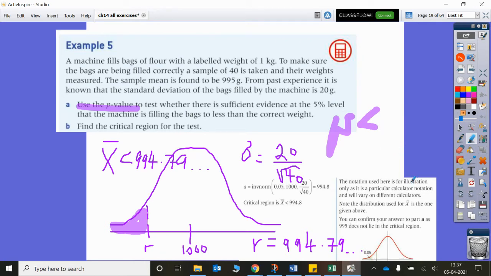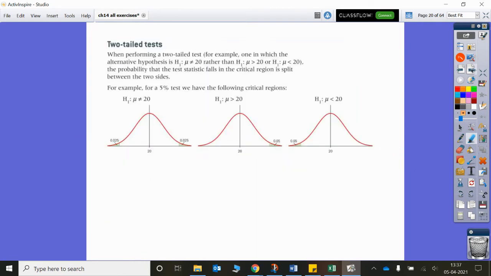Okay, so let's look at another type of question here. Let's look at the other way around. So two-tailed tests, if we're going to do a 5% test for a two-tailed test, we'd be saying, well, we don't really know whether the mu is going to be less than now or more than. Potentially this machine has started to overfill our flour bags or underfill. We don't know. We're doing a test to see what's the case.